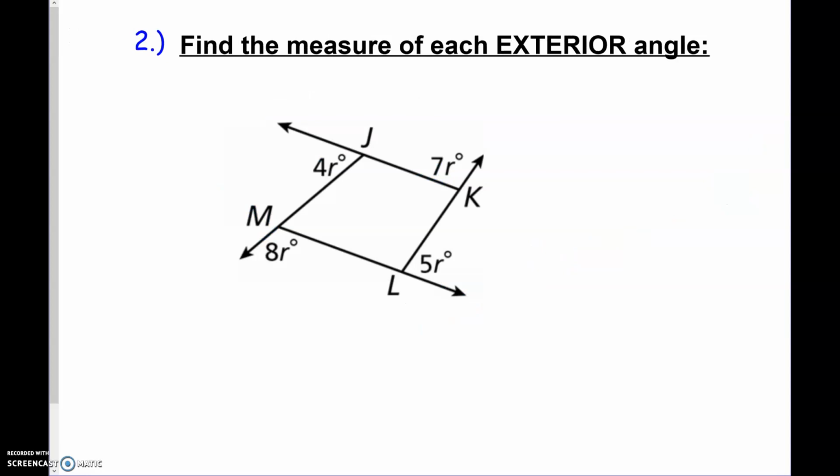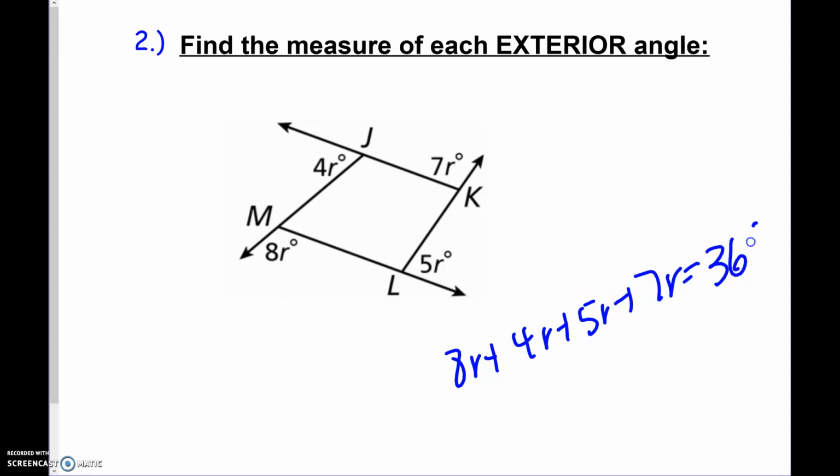All right, find the measure of each exterior angle. So we've got 4 of them. So we're going to add them all up. 8r plus 4r plus 5r plus 7r. And that sum, because they're exterior, comes out to be 360. So you find out the measure of r and then plug it in.